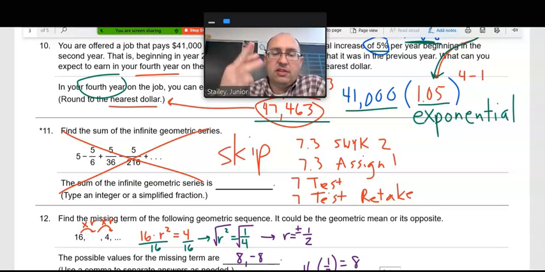On this next part, I solemnly swear that I have removed question 11 from 7-3 Swyk 2, the 7-3 assignment 1, 7 test retake, because I don't want that question in there. We'll do that a different week, like next week, but not this week.